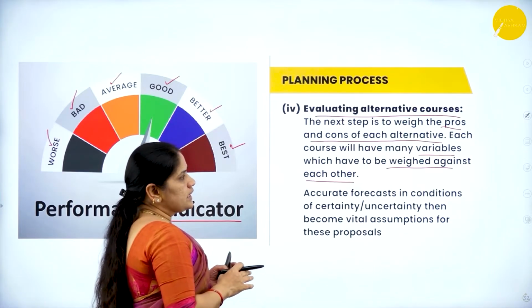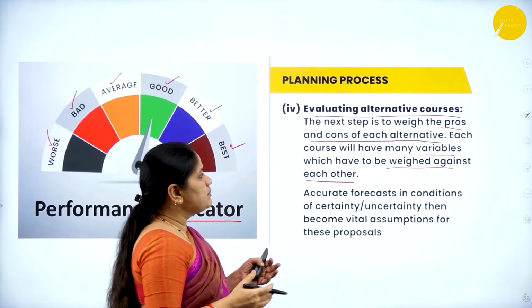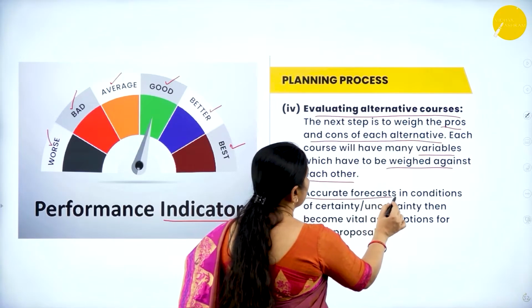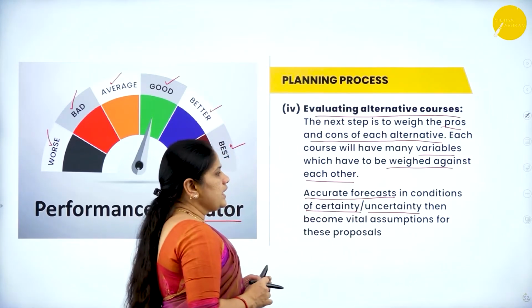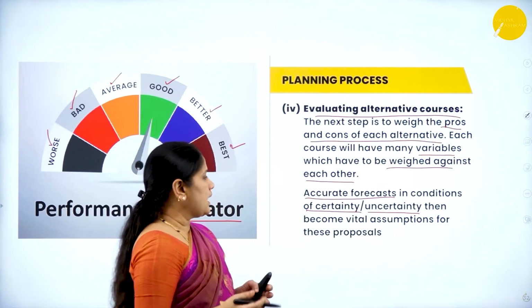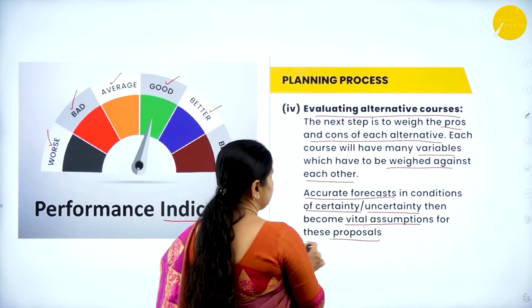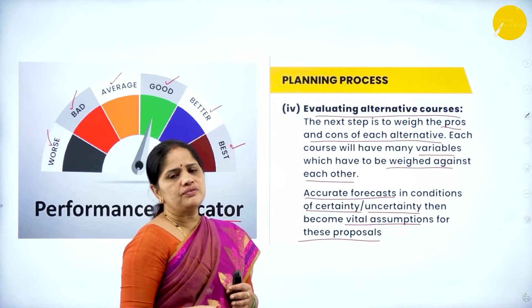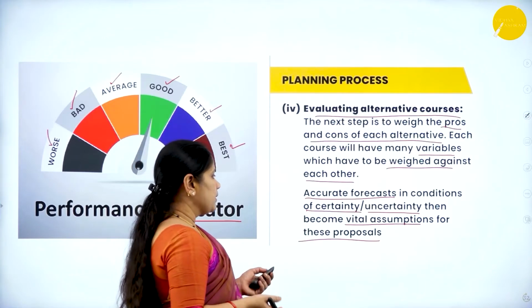When discussing each alternative, you should take into consideration the various variables which will affect the alternative. Then we have to make accurate forecasts under conditions of certainty and uncertainty, and identify vital assumptions for these proposals. Whenever you make an accurate forecast for the future, the assumptions you make can be converted into proposals.